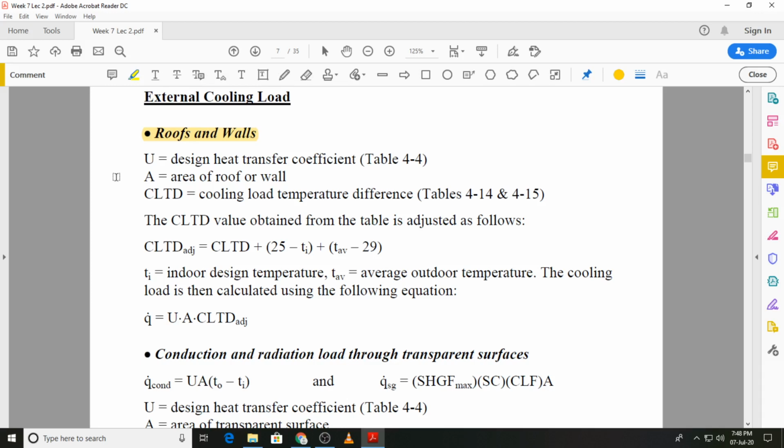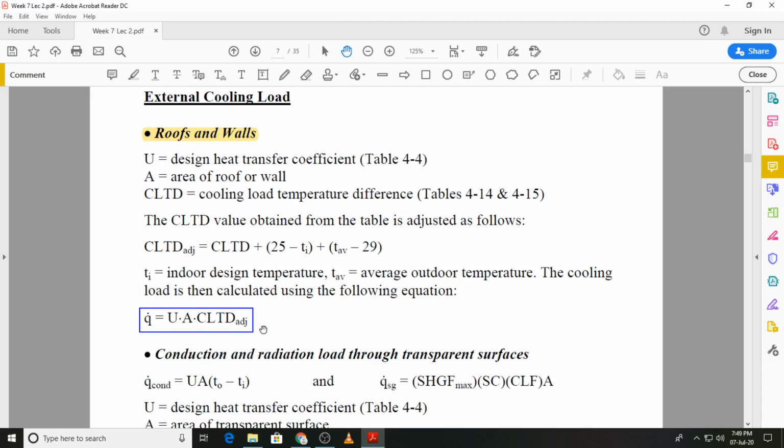The equation that we will be using is, as I said, instead of Q is equal to UA delta T, we will be using the equation Q is equal to UA CLTD, and not only CLTD, but you can see it has a subscript ADJ. ADJ is short form for adjusted.